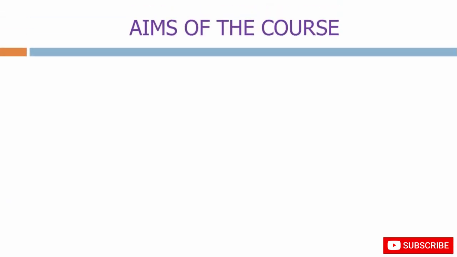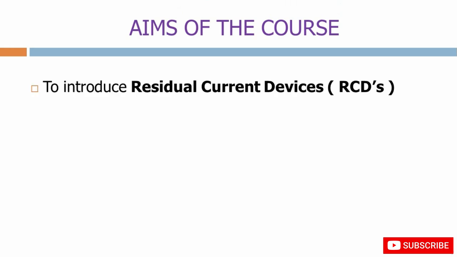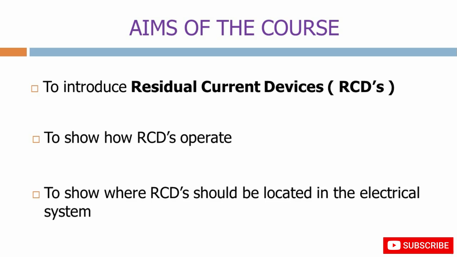The aims of the course today are to introduce residual current devices, or RCDs, to show how RCDs operate, to show where RCDs should be located in the electrical system.